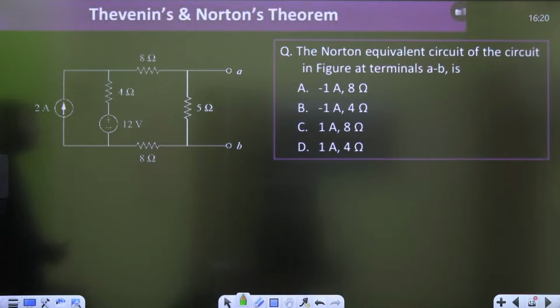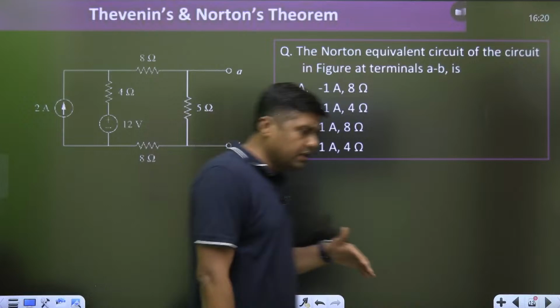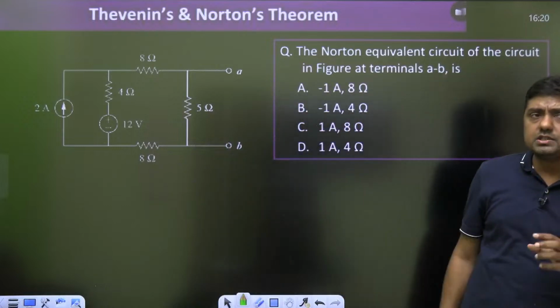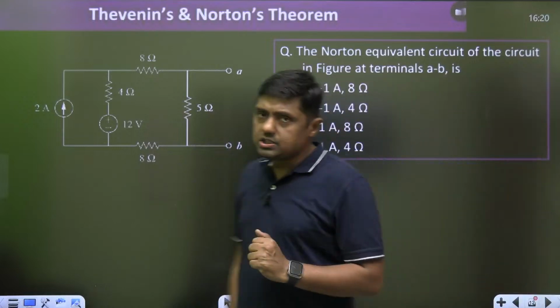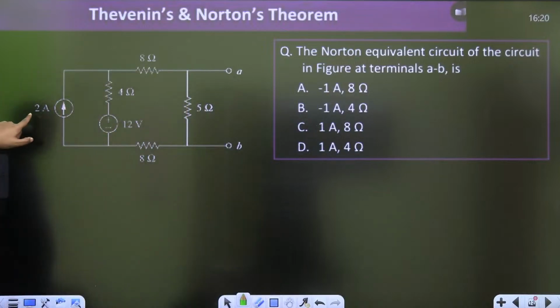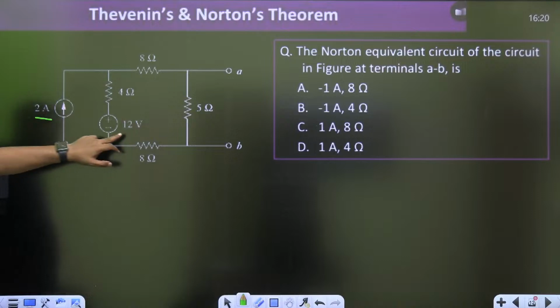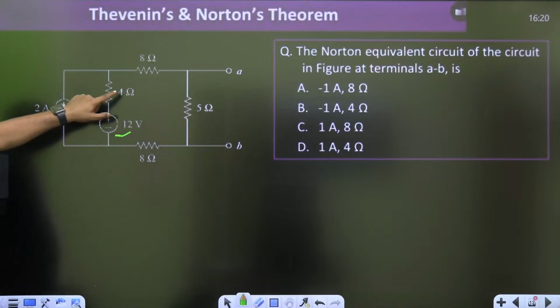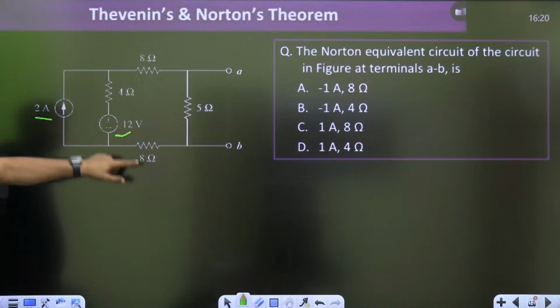Norton's equivalent circuit of the circuit in figure at terminal AB. I will find Norton's equivalent as well as Thevenin's equivalent of this diagram. So what is the Norton's equivalent and Thevenin's equivalent of this particular diagram? Remember, this is a 2 ampere current source. This is a 12 volt battery. I think it is visible. 4 ohm, 8 ohm, 8 ohm, 5 ohm resistors are given.